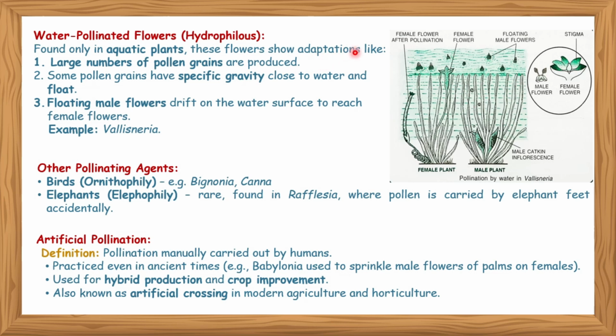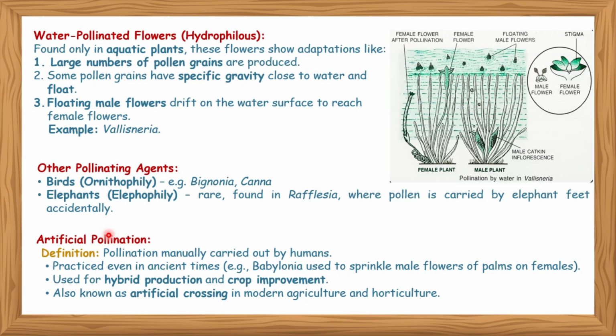These flowers show adaptations like large number of pollen grains are produced. Some pollen grains have specific gravity close to water and float. Floating male flowers drift on the water surface to reach female flowers. Other pollinating agents like bird, ornithophily. It is found in begonia, canna, etc. Elephants, elephantophily. It is rare, found in Rafflesia, where pollen is carried by elephant feet accidentally.